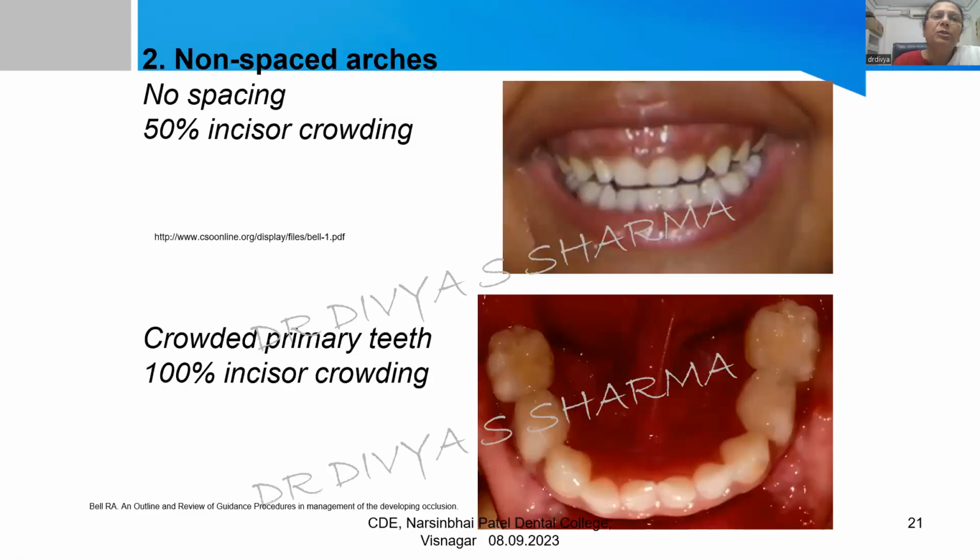Then comes the non-spaced arch, where no spaces are present. You can see 50% incisor crowding. And there are some cases in which the incisors are already crowded. Here, 100% incisor crowding will be there.